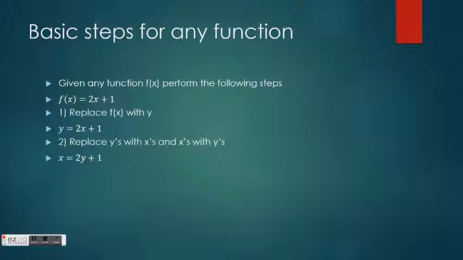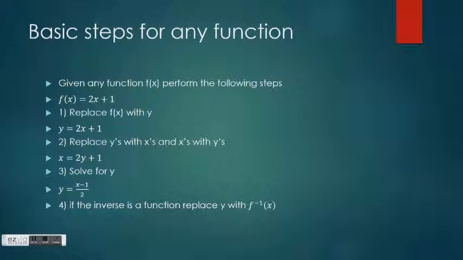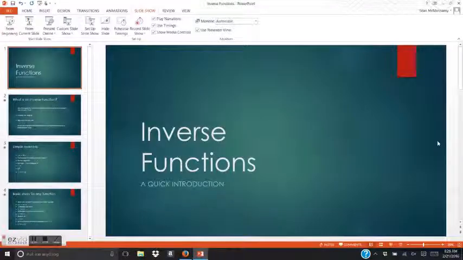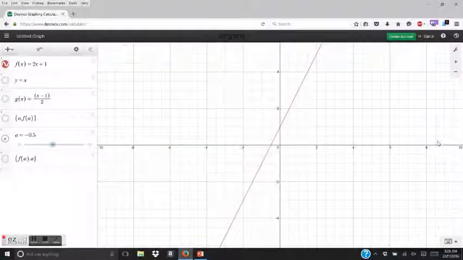Why do we do this? Because we're looking for something that will undo our function, so what's getting put into it was what was getting taken out of the previous function. Next step, you want to solve for y. So if you do that, you get y equals (x minus 1) over 2, which we've had before. And if the inverse is a function, replace y with f inverse of x. So the negative 1 part signifies that it's an inverse. Keep that in mind.